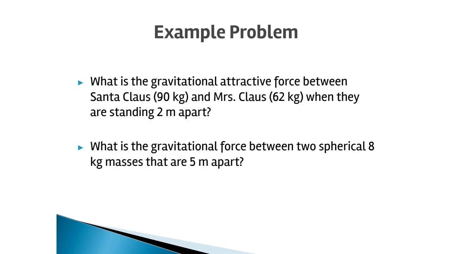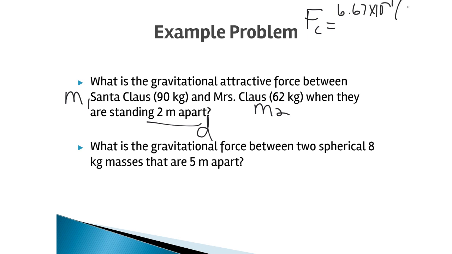So, first example, what is the gravitational attractive force between Santa Claus, who has a mass of 90 kilograms, mass 1, and Mrs. Claus, who has a mass of 62 kilograms, when they are standing 2 meters apart? So the distance between their centers is going to be 2 meters. We are solving for the gravitational attractive force, and G is 6.67 times 10 to the negative 11 times 90 times 62 divided by 2 squared.